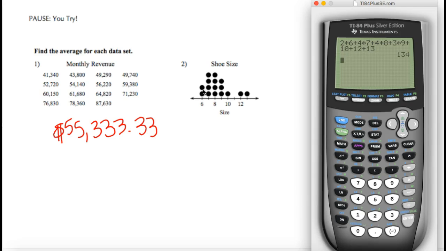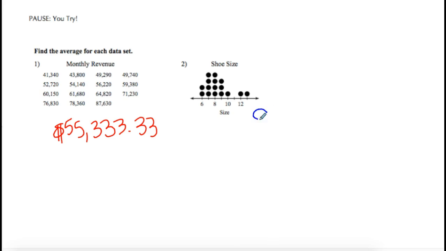So that would be 2, 3, 4, 5, 6, 7, 8, 9, 10, 11, 12, 13, 14, 15, 16. So I have 16 people's shoes I measured, which means my average shoe size is 8.375, or about 8.4. Those people would probably want to buy 8.5 size shoes.